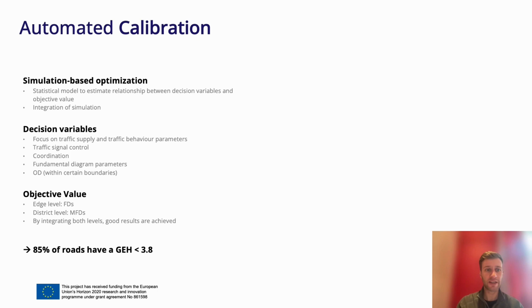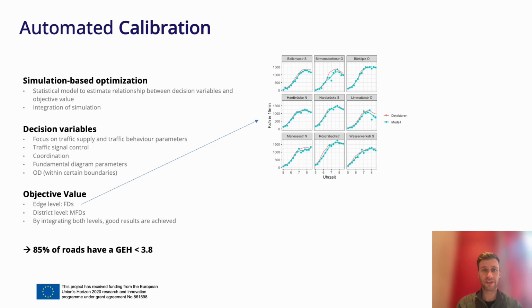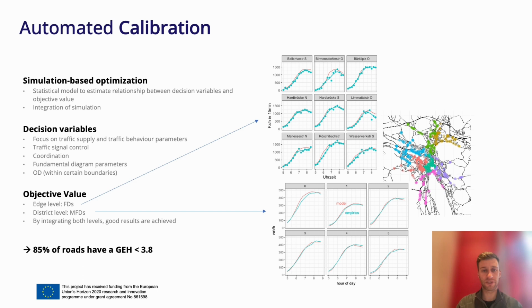Now, what are the objectives? Well, we look at the edge level and the district level, as we said before. First we look at the district level. We use the MFDs, which are essentially the average flows and average densities inside a district. And this is exactly what we do here. At the district level, you see below, over the hour of the day, the average per hour. And you see that these averages go up to roughly 500 vehicles per hour. That's a very usual number in district level flows.